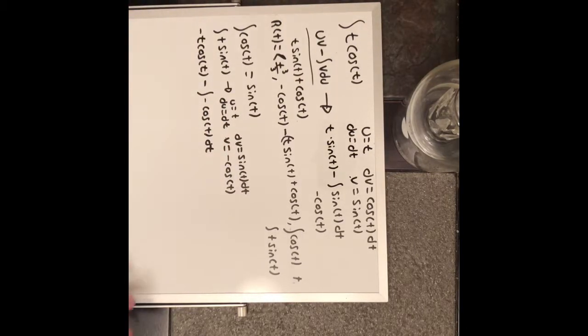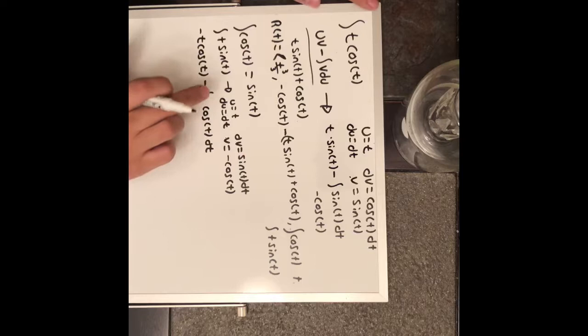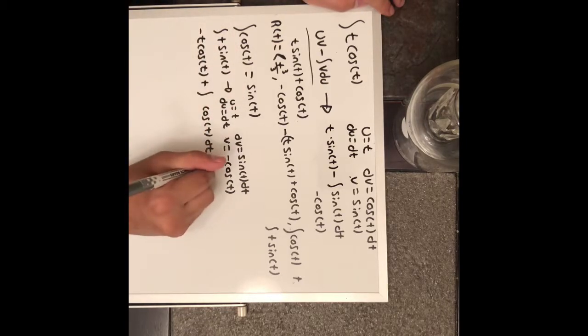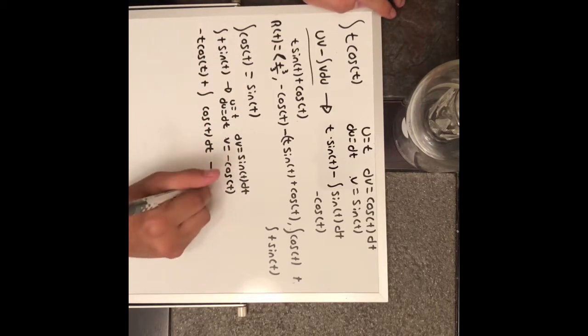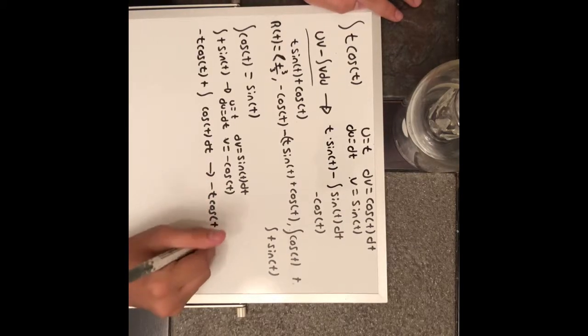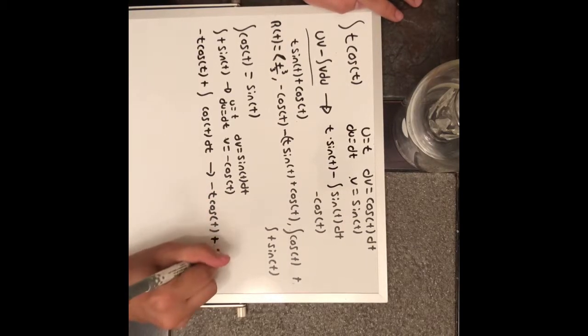We can move the negative sign to the outside, making this a positive cosine of t, just so we can better visualize this. Maybe that helps someone out. So we know that the integral of cosine is sine t. So this becomes negative t cosine t plus sine t.